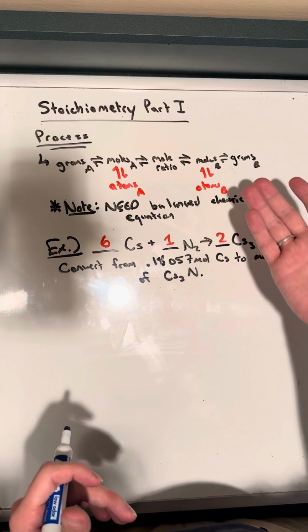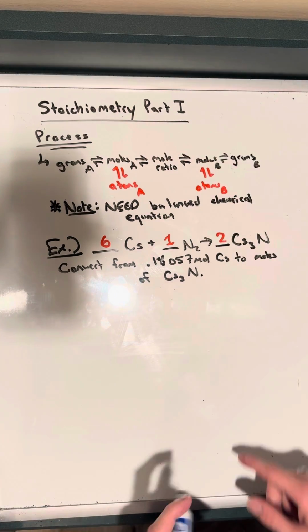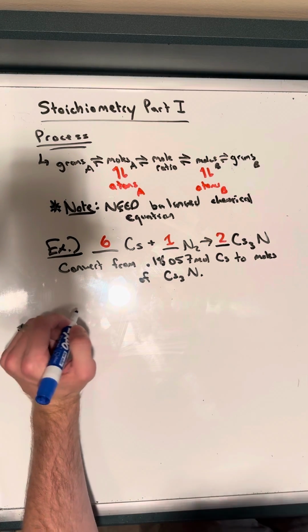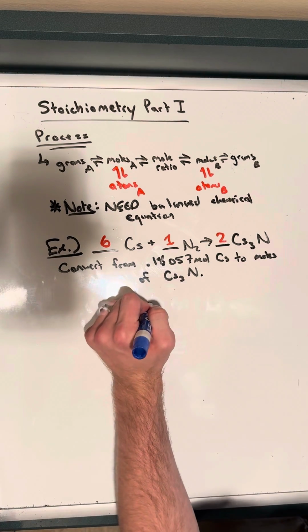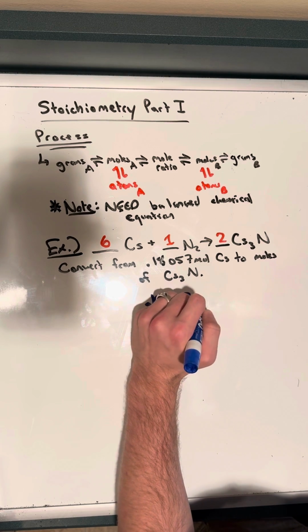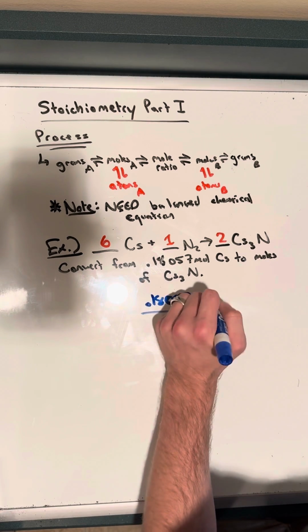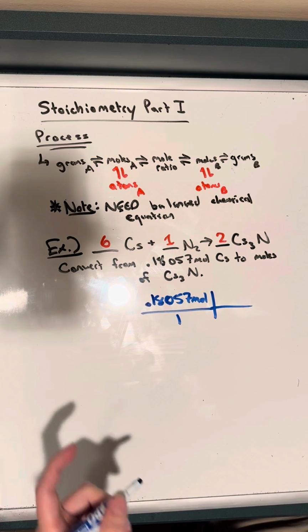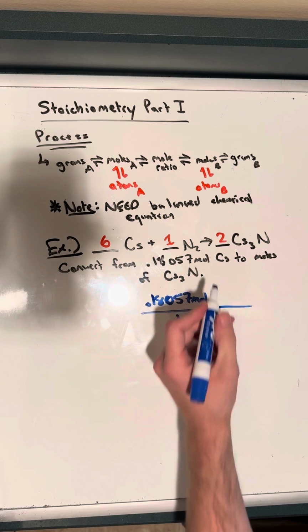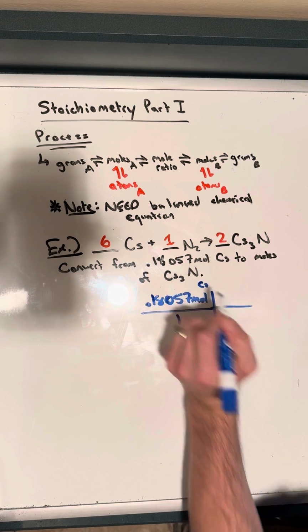Well, where does that number come from? Well, a mole ratio actually comes from my balanced chemical equation. So what am I starting with? Well, I always set up what I'm starting with first. So I'm starting with 0.18057 moles. And I always put that over 1 because that's always what I'm starting with. Keep in mind, I'm starting with moles of what? I'm starting with moles of cesium. So I can even write that off to the side if I want, cesium.